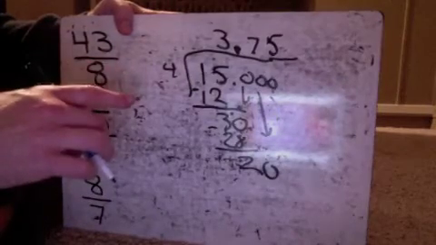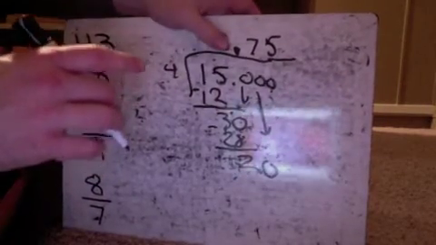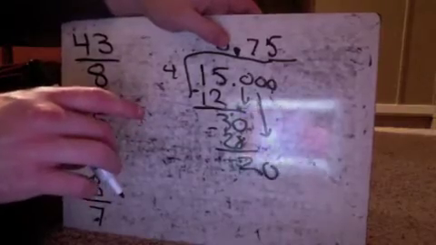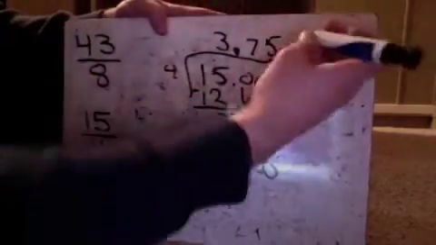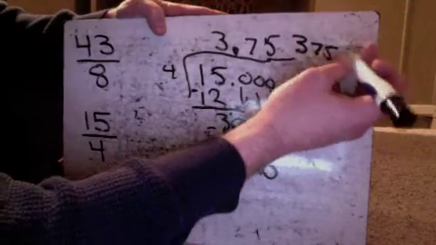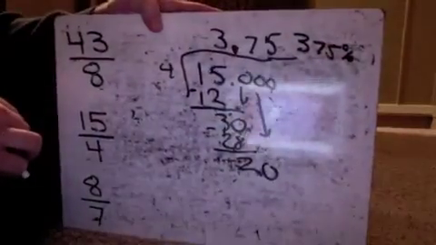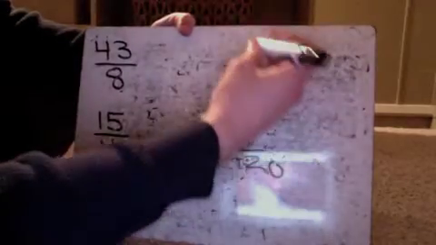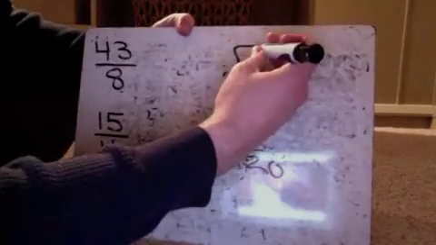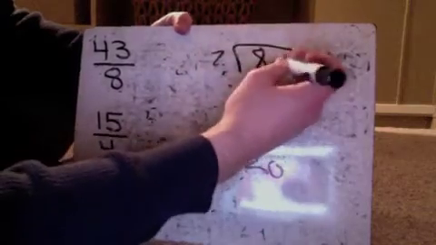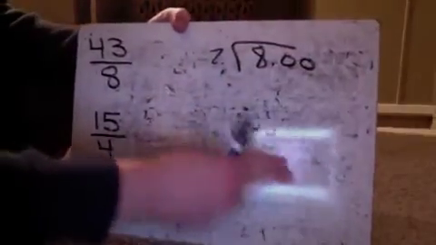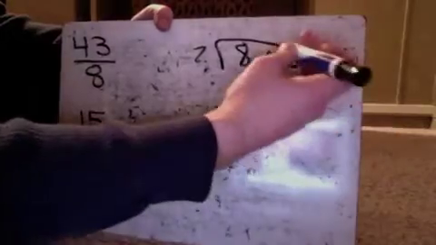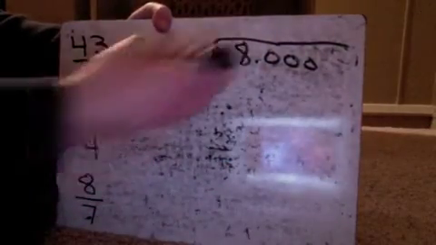Now, if I write this as a percentage, again, if I covered this part of it up, it would just be 75%. But since I have the 3 in front of it, it's going to be 375%. And then our last one is going to be 8/7 that we'll show you here. 8/7. So 8 and 7, and I can do 0.00 if I want to. Okay. And we might need a couple more zeros. I don't know how far this is going to go out here.